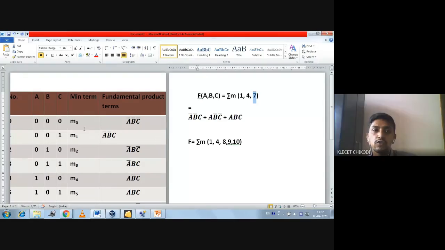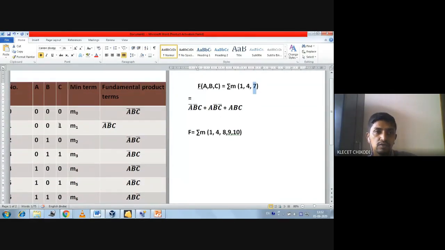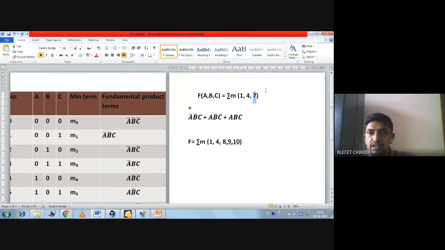You can get that 7 using 3 input variables only. To represent 8, we need 4 input variables. Again, to represent 9, we need 4 input variables. Again, to represent 10, we need 4 input variables. So whenever there is a minterm which is 8 or above in the canonical form, we need a minimum of 4 input variables, so your Boolean expression will be in terms of 4 input variables.